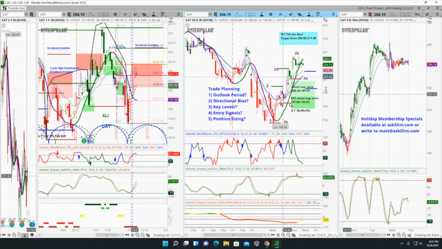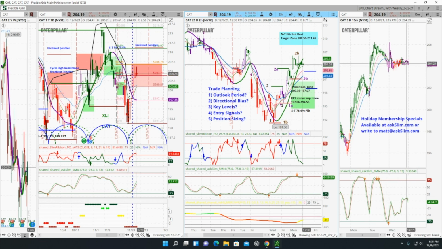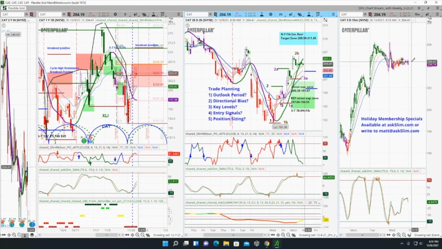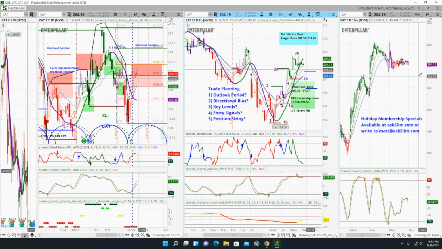So it might be something like this, that we get a pullback. You would likely see this is the 15-minute, which is the shorter term time frame. We have our 2-hour, 15-minute, a pullback where the slim ribbon goes negative here, and we get into the support zone somewhere around in here. And then what would happen is we would watch for the slim ribbon to turn back positive in this shorter term time frame. And once it did, that would signal an opportunity for entry.